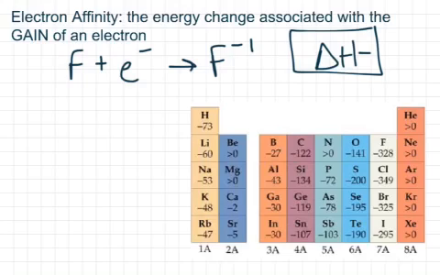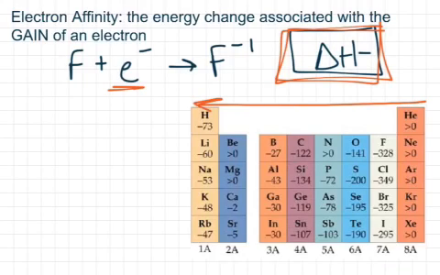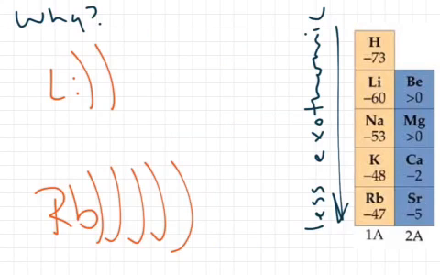Last but not least, we have kind of the opposite of ionization energy, which is electron affinity. That is the energy change associated with the gain of an electron, and notice that it is now a negative change in energy, which means that it tends to be an exothermic change. But it becomes less exothermic as we move to the left, and less exothermic as we move down. Why would it be less exothermic?